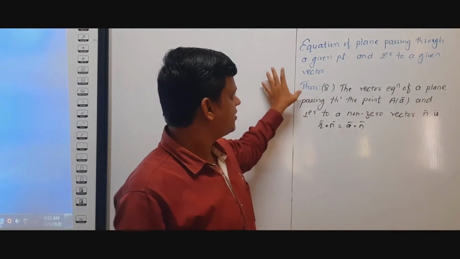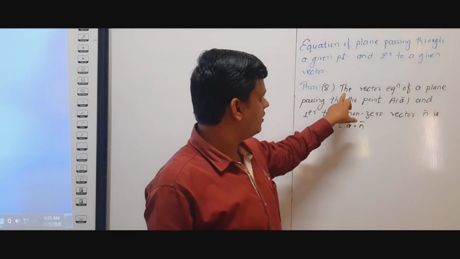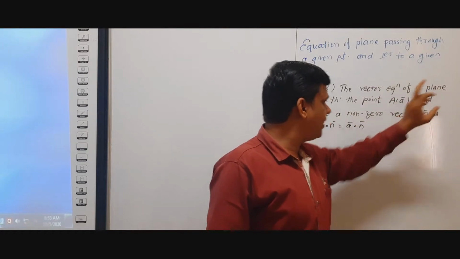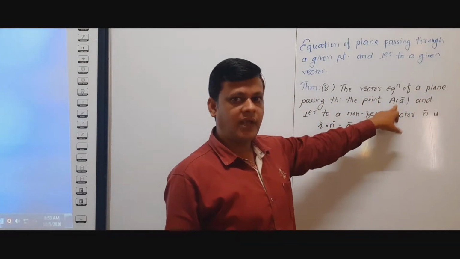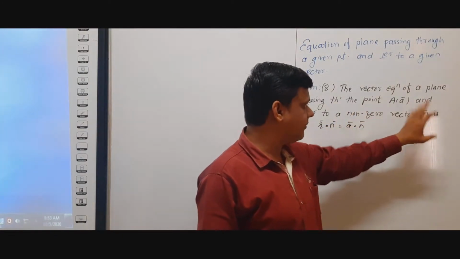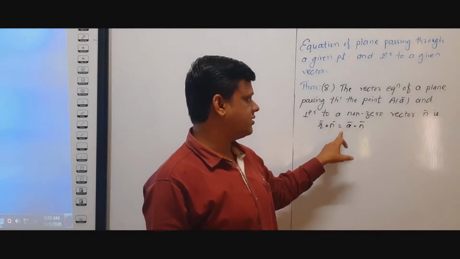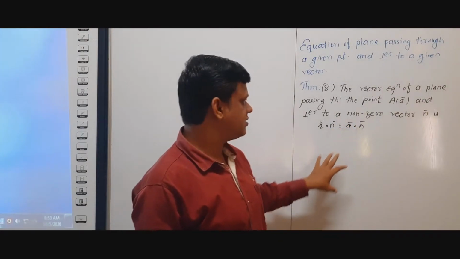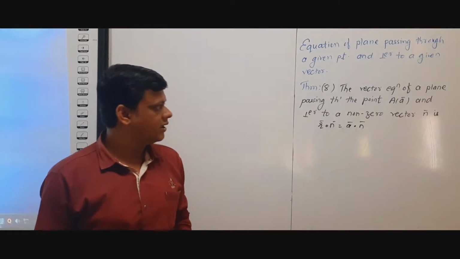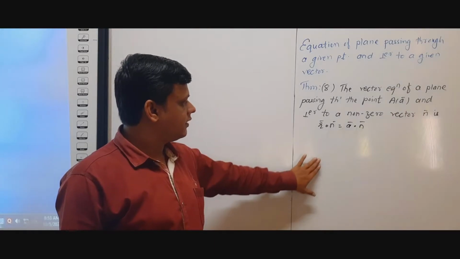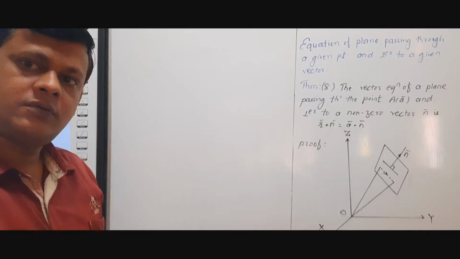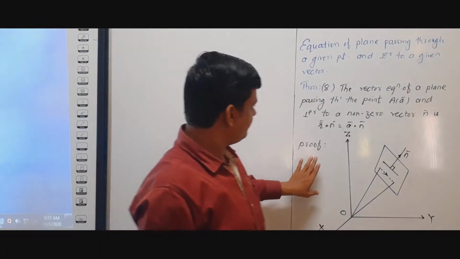So see the statement of theorem 8. The vector equation of a plane passing through the point A of a bar and perpendicular to a non-zero vector n bar is r bar dot n bar is equal to a bar dot n bar. So we see the proof of this theorem 8. So first we draw a figure for the proof of this theorem 8. So we write here proof.